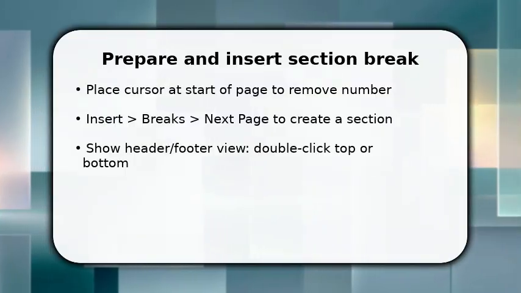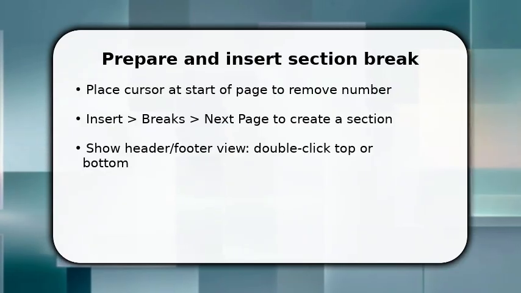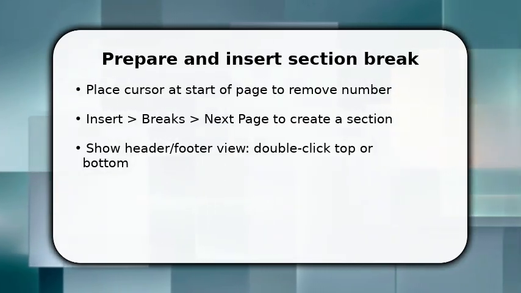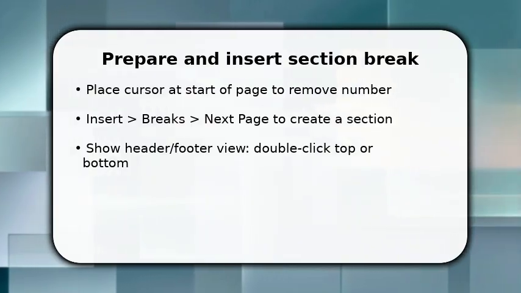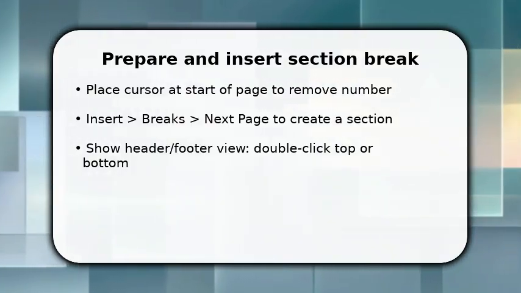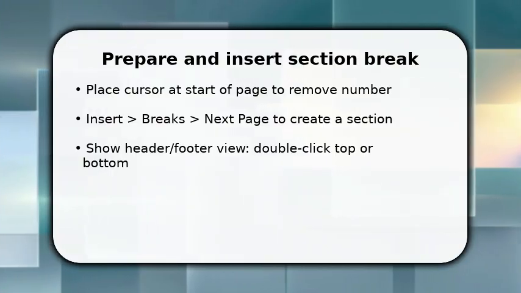You begin by positioning the cursor at the first paragraph of the page whose number you want to remove. Once done, go to Insert or Layout, choose Breaks and pick Next Page to create a new section. This isolates that page from the previous numbering flow.